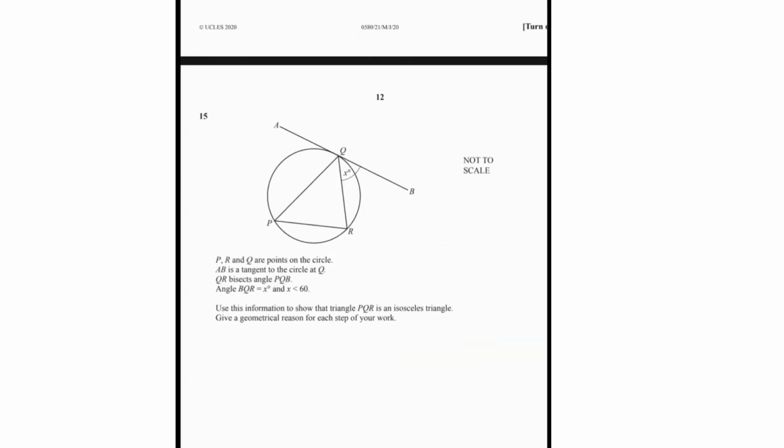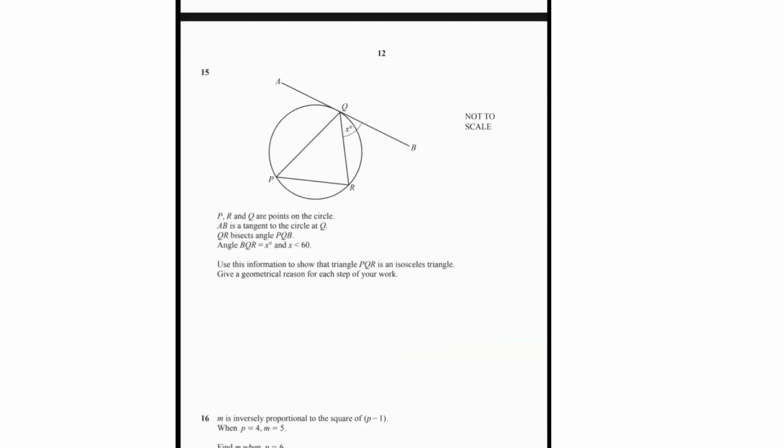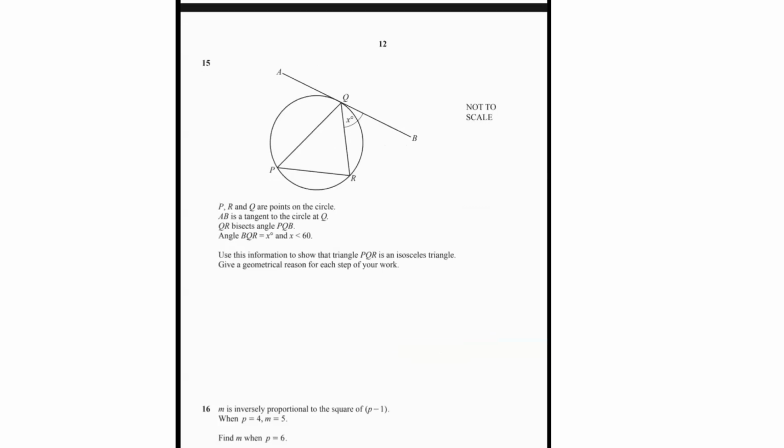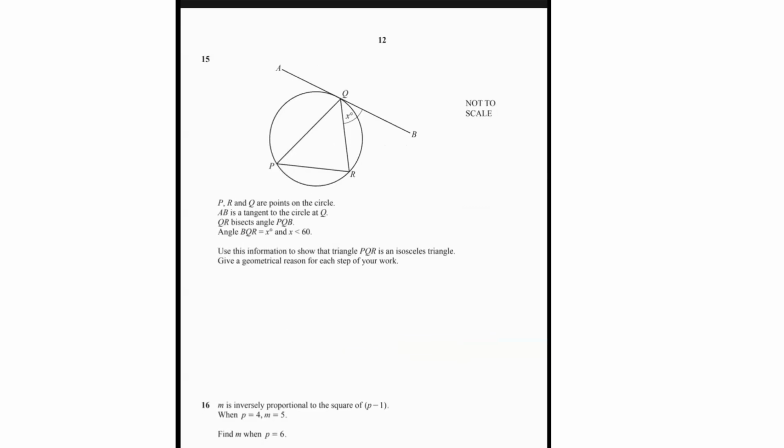Circle theorems again. Okay, so this one needs working. P or Q points to the circle. AB is tangent to the circle at Q. QR bisects angle PQB. Always read the question. A lot of times you start doing the question without reading and then you get stuck there for 10 minutes, only to realize you just didn't read the question. Okay, QR bisects PQB. So this one also angle x.